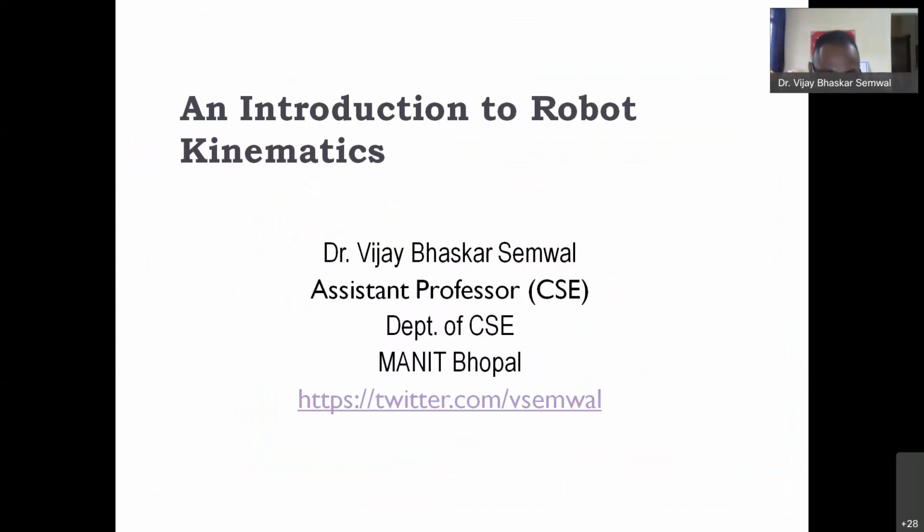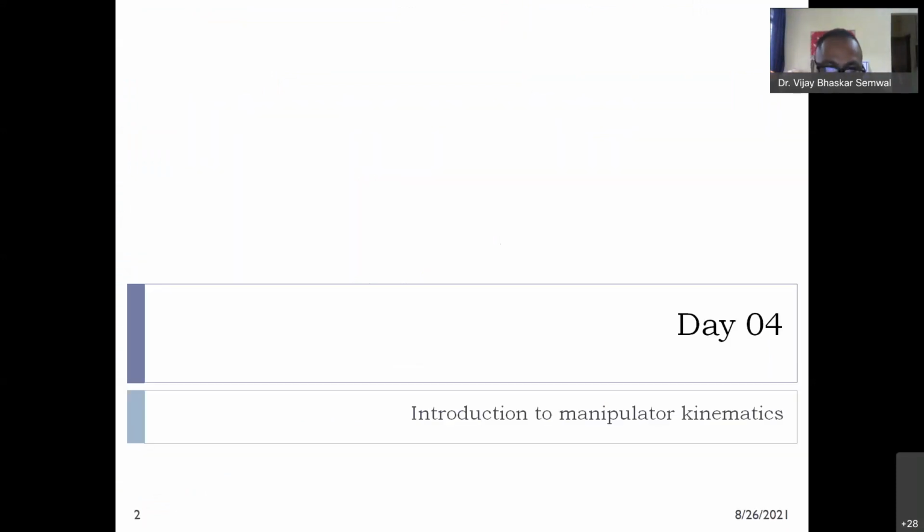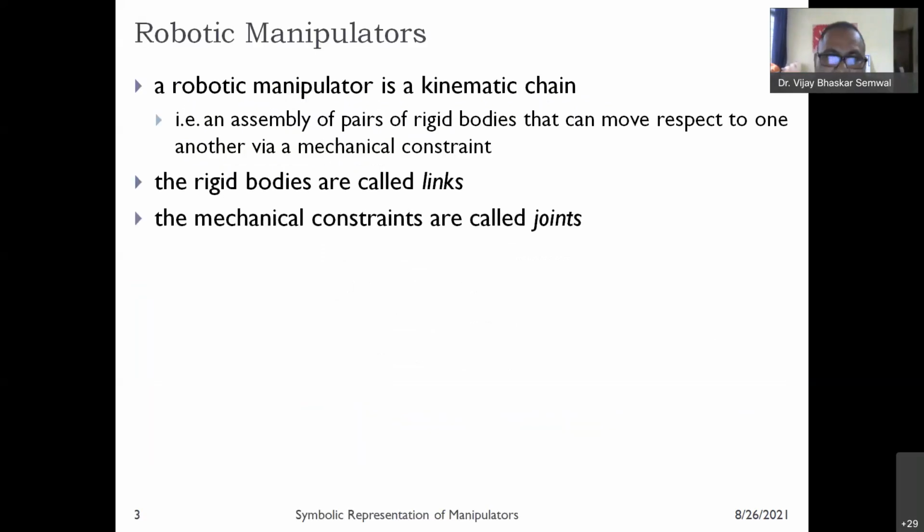So let us understand what robot kinematics is. Right now I'm going to introduce robot kinematics and the mathematical foundation of things. First, step by step, I will cover the things. This is day 4, an introduction to what manipulator kinematics is. Then we'll see what translation and rotation movements are, which we have seen in the software and other places also.